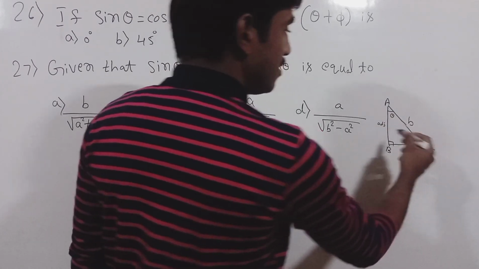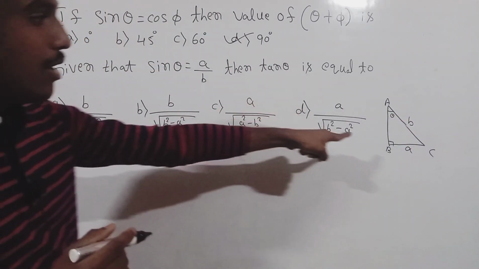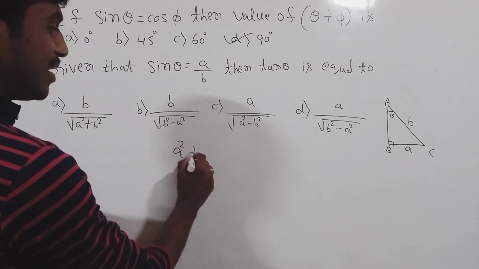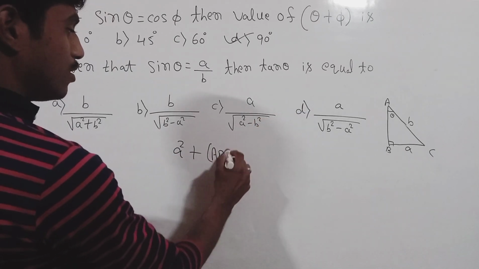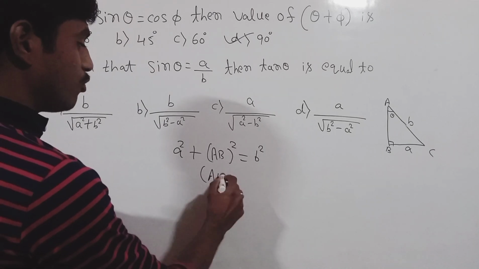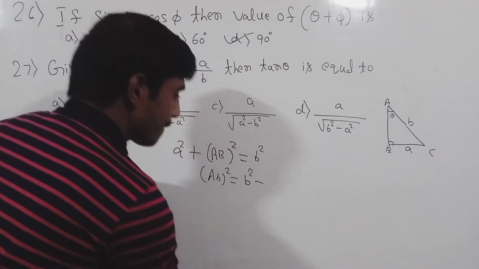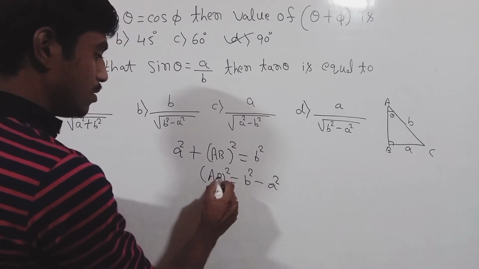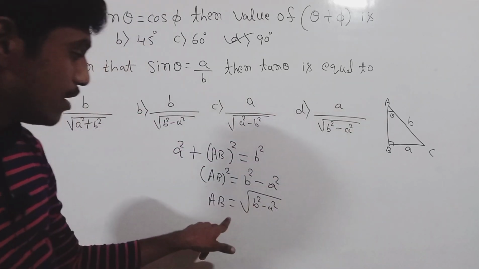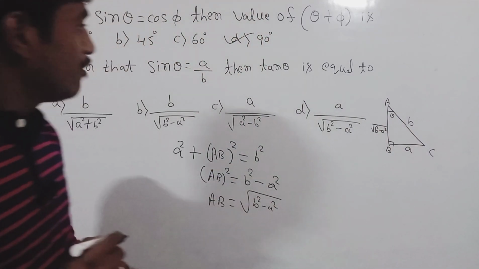So if we consider a, b, c, then the adjacent side we need to find, and once we find the adjacent side we will get the value of tan theta. Now if we use Pythagoras theorem here, a square plus the adjacent side, that is AB square, will be equal to b square. So AB square will be equal to b square minus a square. That means AB equals root of b square minus a square. Now they have asked here tan theta.